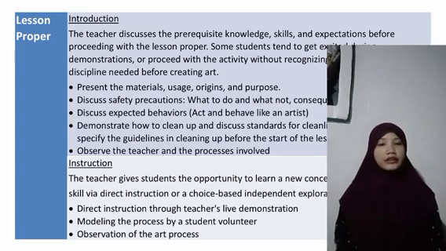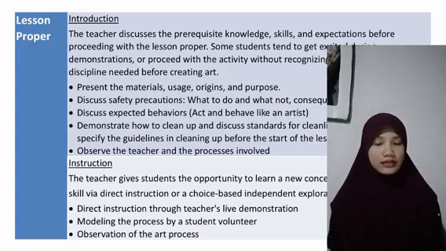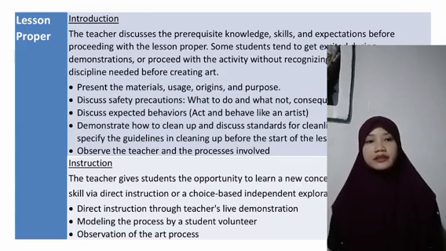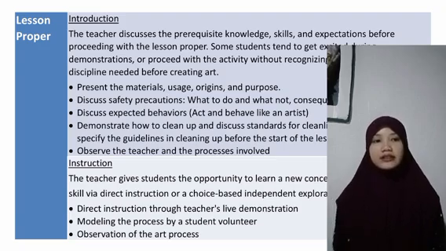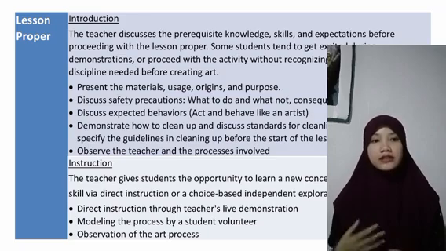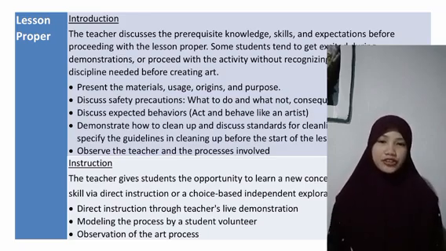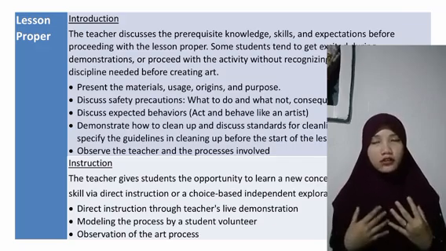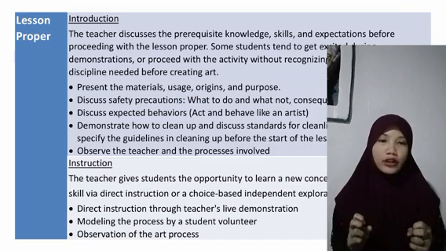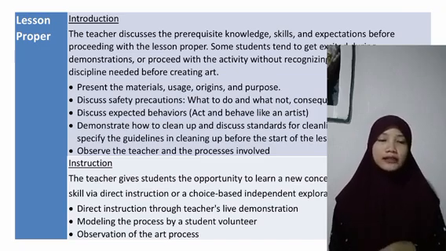So the next part in the procedure is the lesson process, lesson proper. The lesson proper contains the introduction and the instructions. In the introduction, it is where the teacher discusses the prerequisite knowledge, skills, and expectations before proceeding with the lesson proper. So in short, sa introduction, yan yung kung saan yung teacher is magdi-discuss siya kung ano yung magiging summary or mga pasilip kung ano yung itatakal nila na lesson.